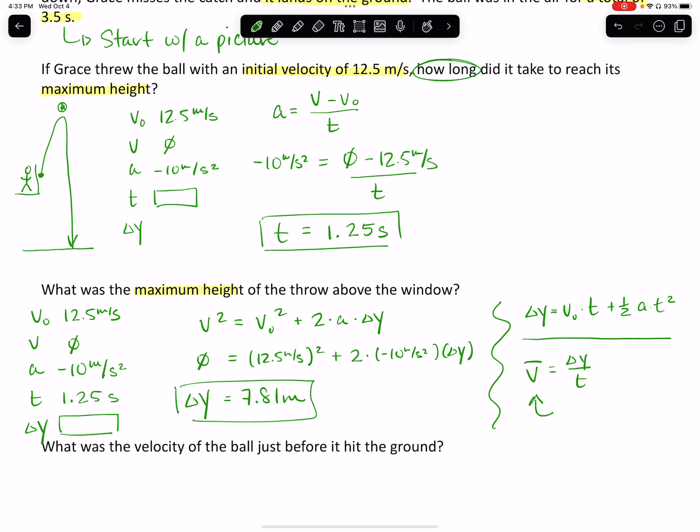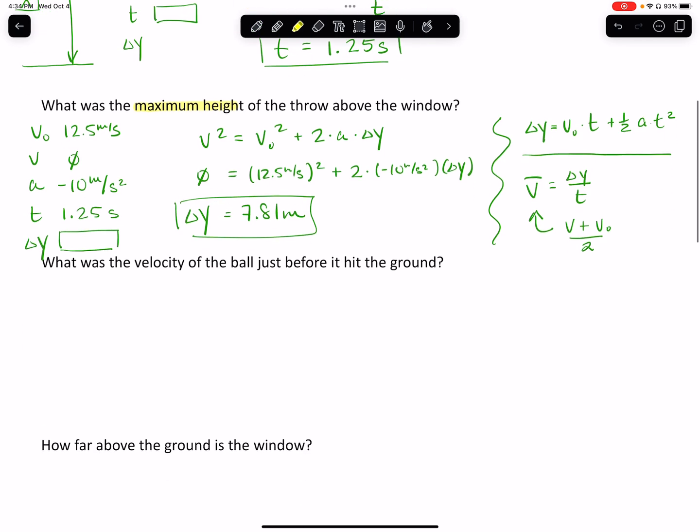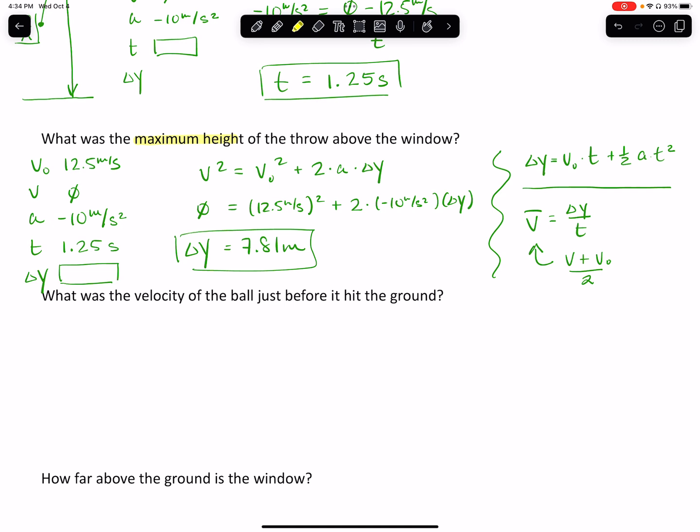Just remember that if you use this formula, that average velocity is final velocity plus initial divided by 2, and then set that equal to the change of position divided by time. So either of those would have worked as well, and you still would have gotten 7.81. All right, so those two are pretty straightforward. The next one's a little trickier.